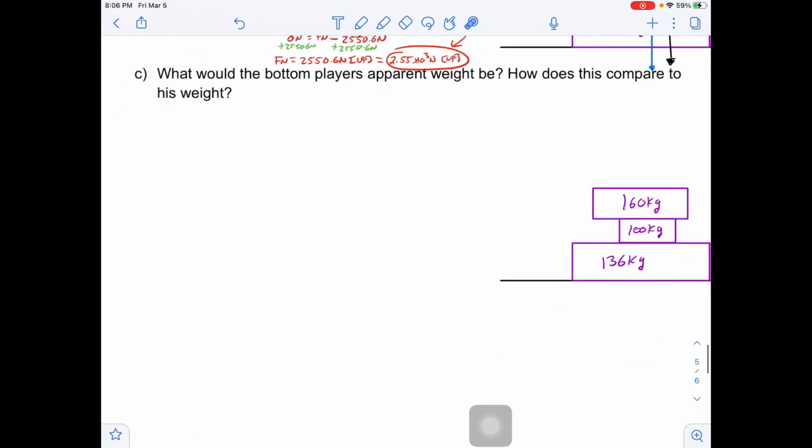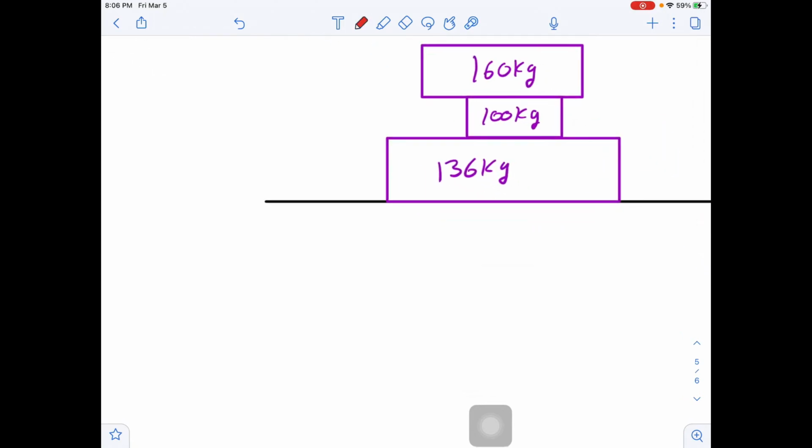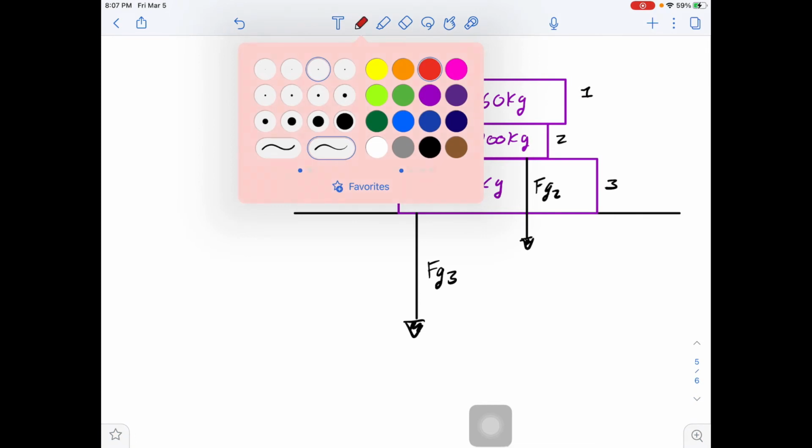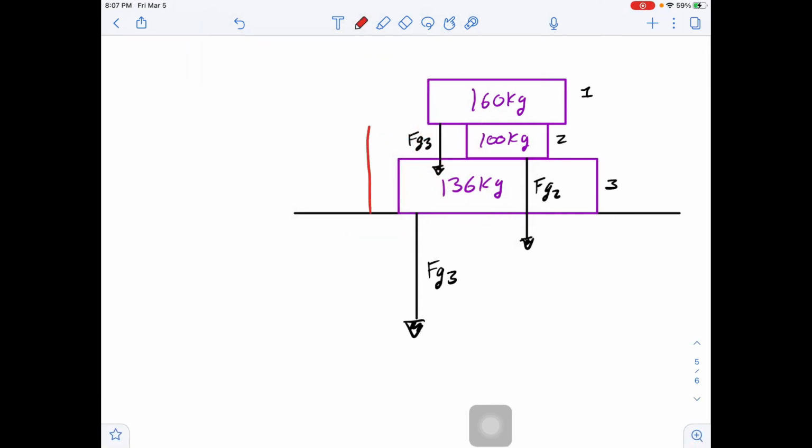Let's do this last question here. What would the bottom player's apparent weight be? How does this compare to his weight? So apparent weight, again, is normal force. So here, what's happening? Well, you have your 136 kilogram guy applying a force of gravity. So again, 1, 2, and 3. So the force of gravity 3. And then you have a force of gravity 2 being applied on top of him. And then you have another force of gravity here being applied from up top. And remember, since this is not moving, we need something to counteract all of these forces, and that will be our normal force, which again is the apparent weight.